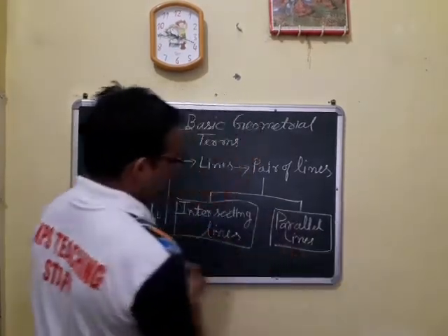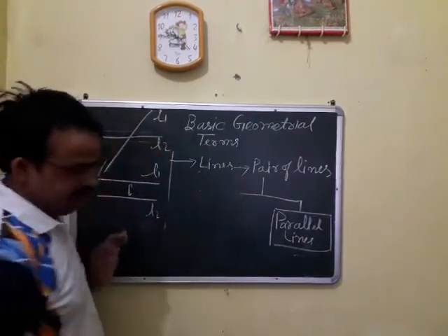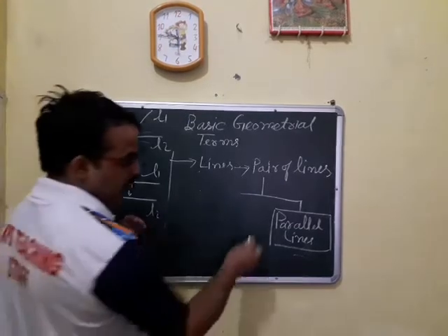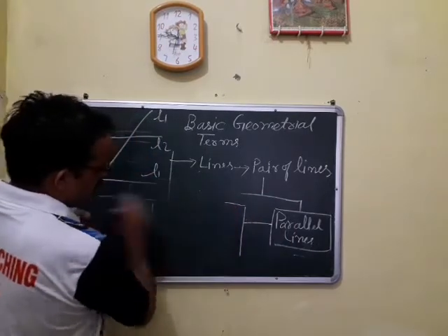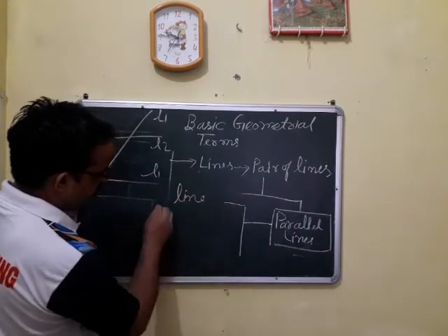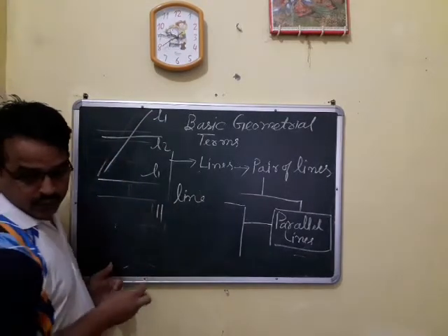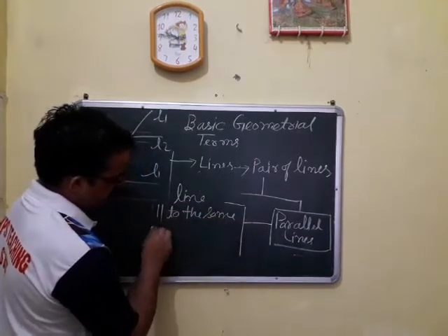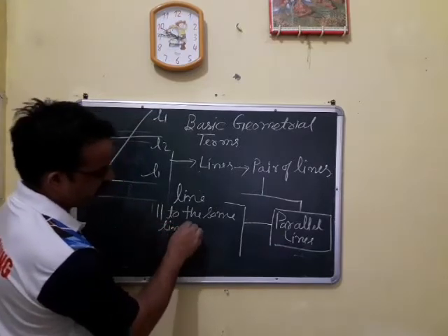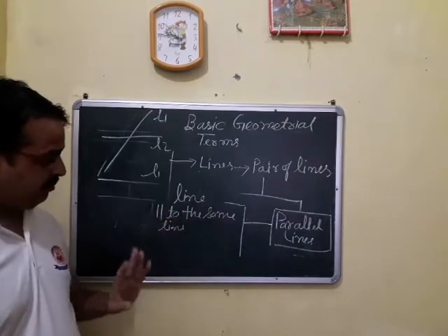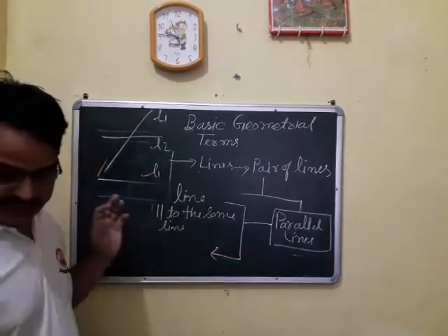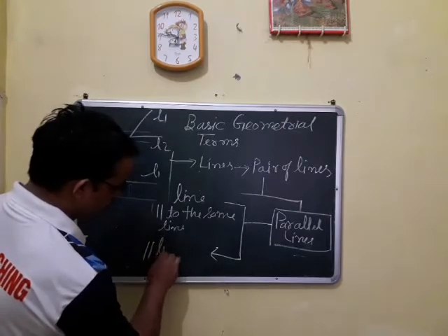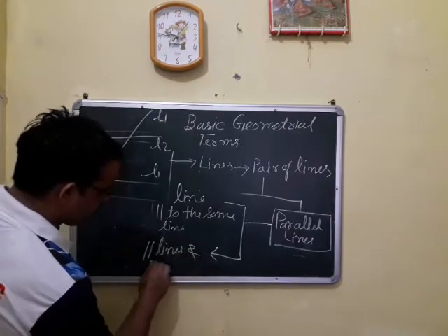Now the parallel lines are divided. Parallel lines, we divide: first, line parallel to the same line. Parallel lines mean lines parallel to the same line. And second, we discuss parallel lines and transversal line.